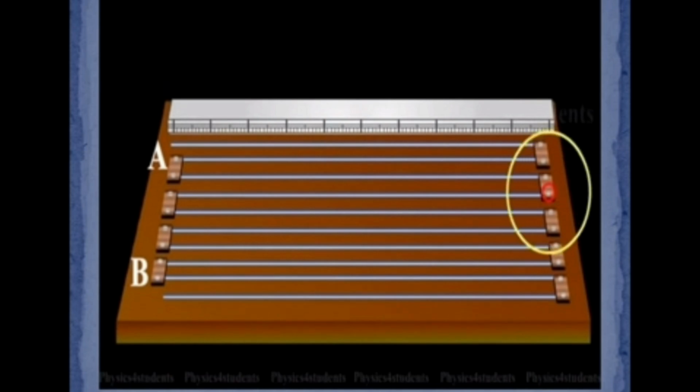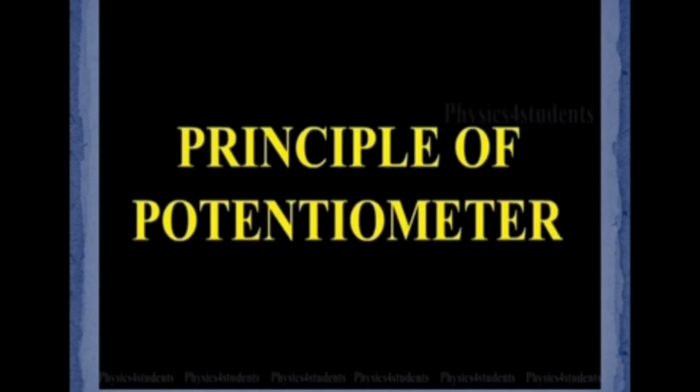Now we are going to indicate the 2 points A and B as a single line. That single line we can show in the circuit. That is a scale, and using that scale we can calculate the length. So these are all the points A and B. Hereafter we are indicating only 2 points, A and B. Now we are going to see the principle of potentiometer.